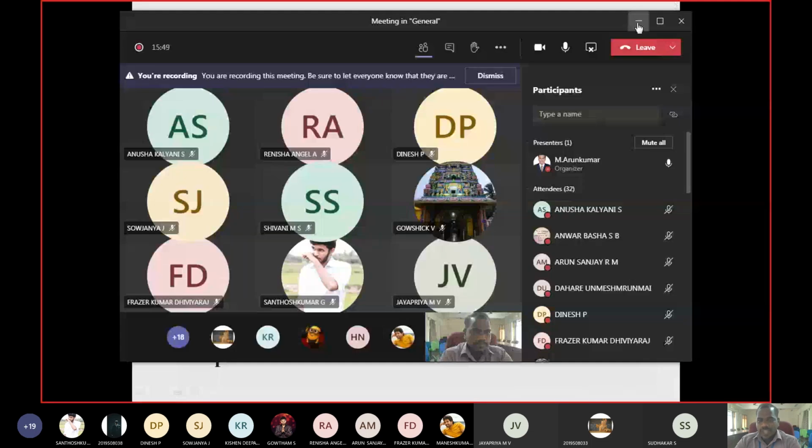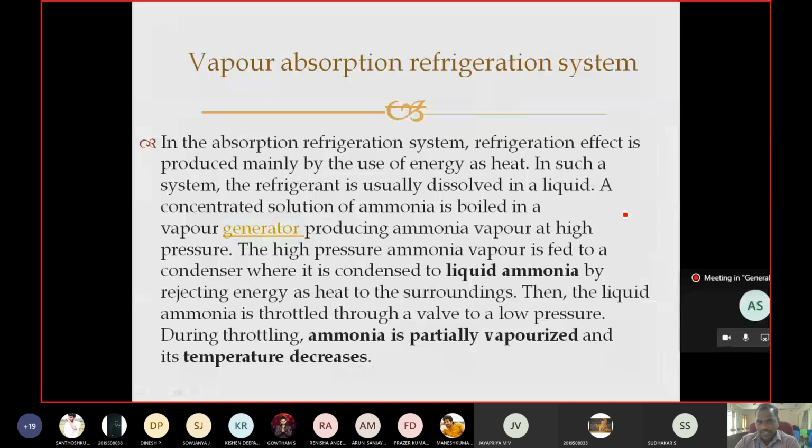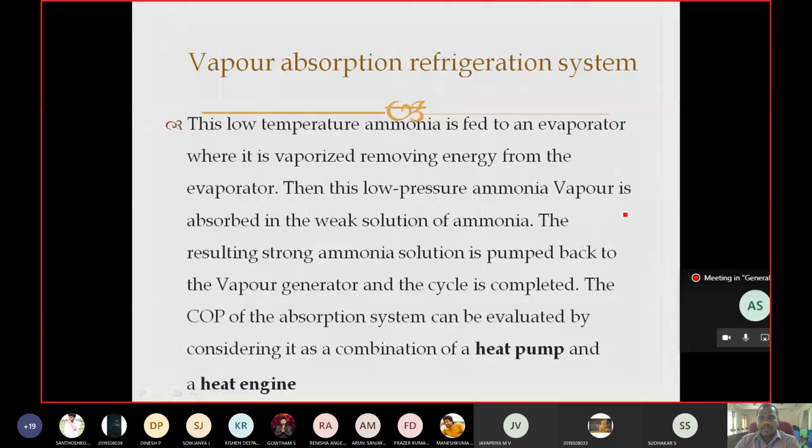Then the low temperature ammonia is fed to an evaporator, the next component, where it is vaporized, removing energy from the evaporator. So after the throttling process, the liquid ammonia gets vaporized in the evaporator. Then this low pressure ammonia vapor is absorbed in the weak solution of ammonia. The resulting strong ammonia solution is pumped back to the vapor generator. So after the evaporator, we will have the absorber.